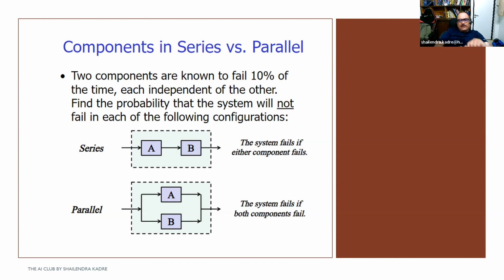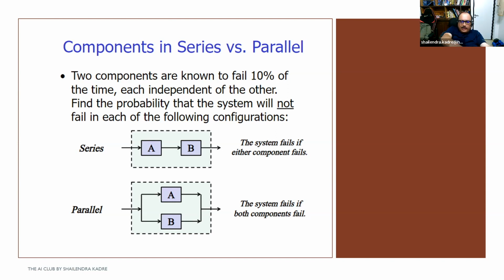So which circuit is more prone to failure? Series or parallel? Which is more prone to failure? Series, sir. Series will fail more frequently, or parallel will fail more frequently? Series. Why series? Because if either A or B fails, the circuit will fail, right?